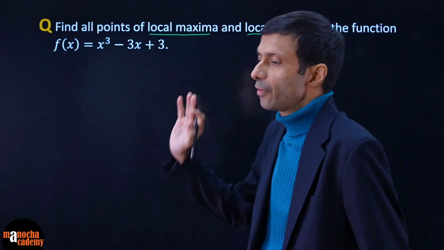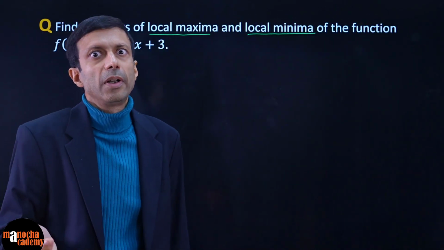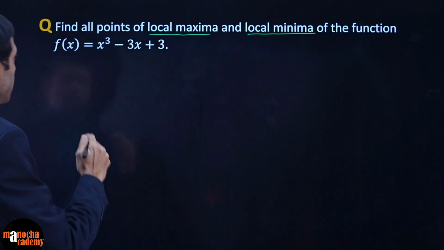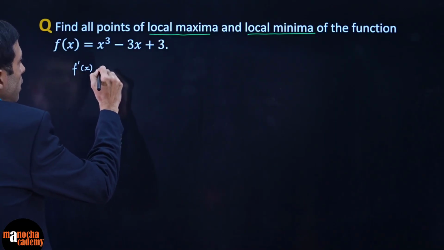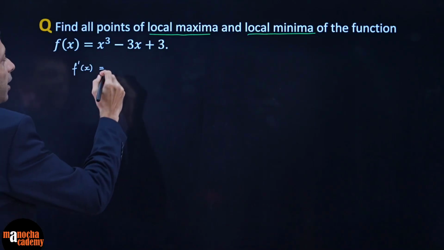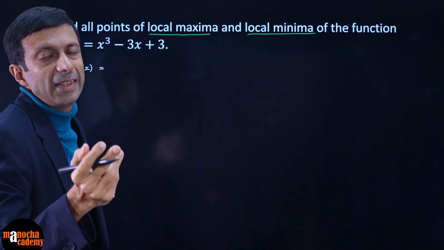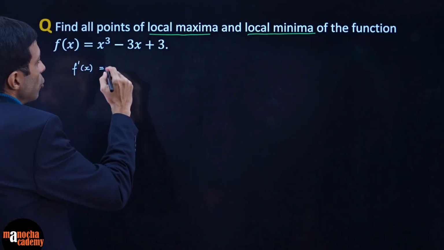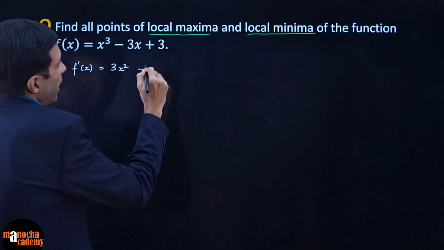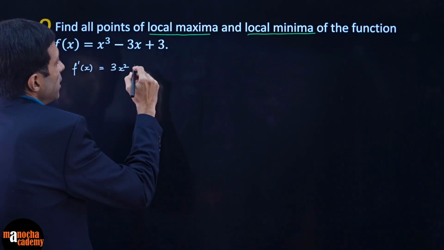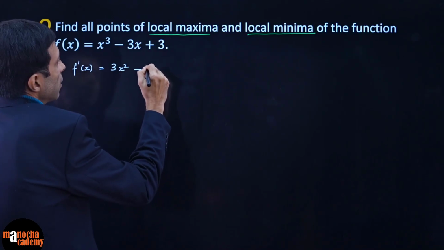So f x is given. First thing, remember, you have to do dy by dx. You have to find f dash x, right? So come on guys, let's do the first thing. First find the derivative of this function, f dash x. X cube's derivative will be what? X to the power n is n x to the power n minus 1. So f dash x will be 3x square, this will become minus 3 and the constant will be 0. So this is the differentiation.